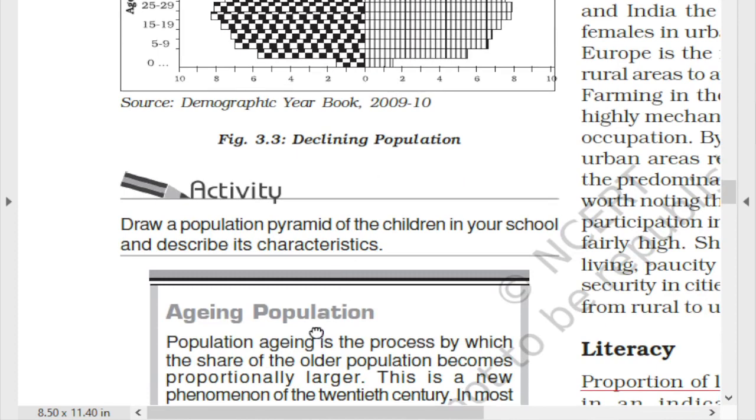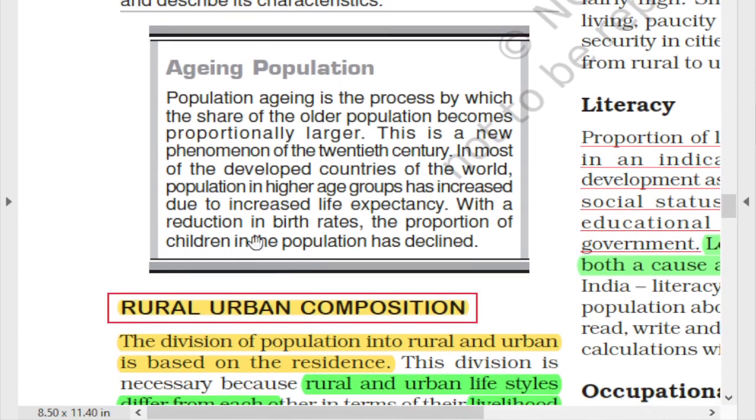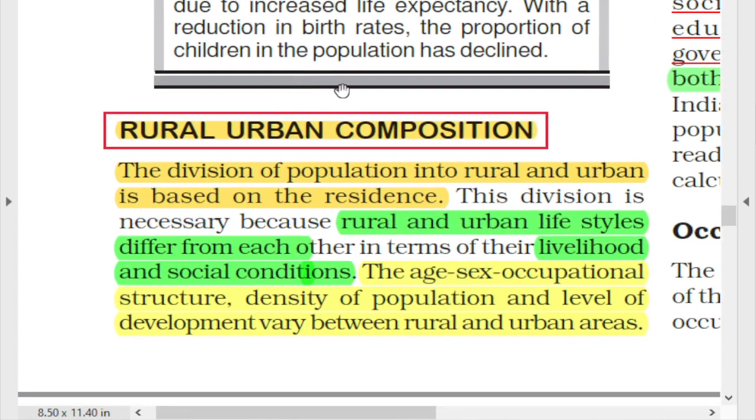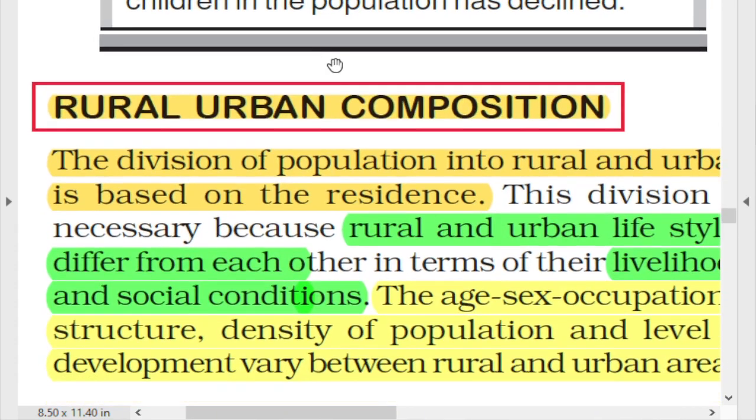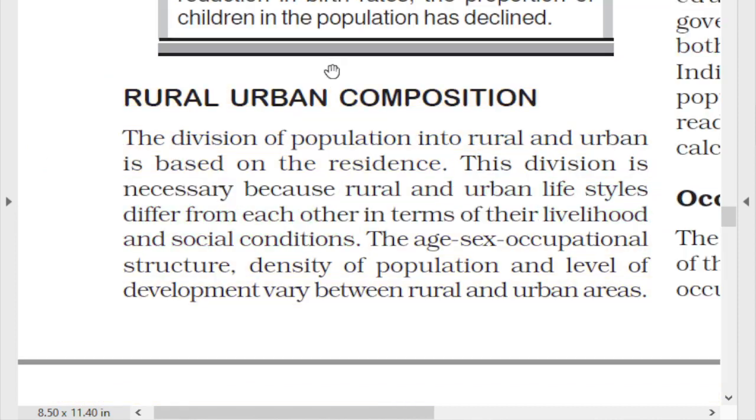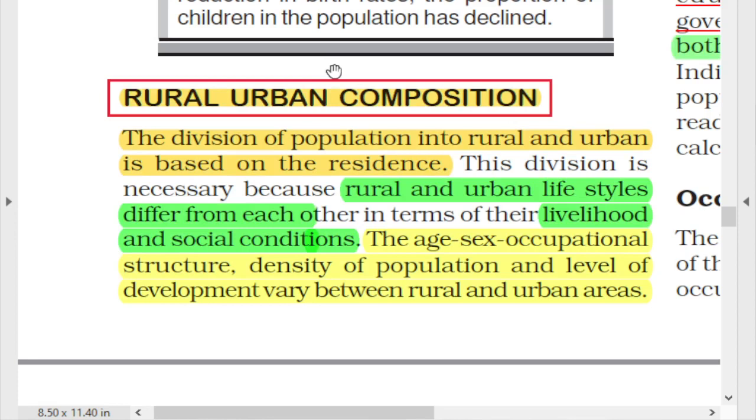Now the next topic that we are going to discuss today is the rural-urban composition, the number of people living in urban and rural areas. This is the division of the population based on the residence of the people. The people who live in rural areas are known as the rural population, and the people who live in cities or urban areas are known as the urban population.